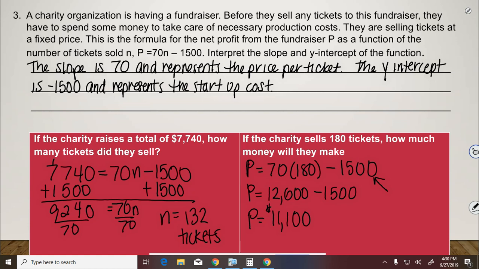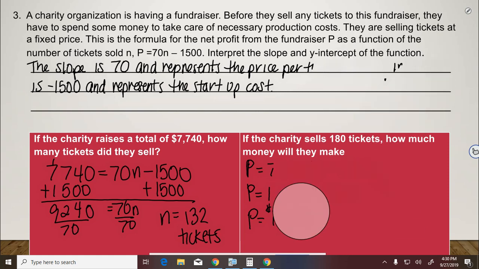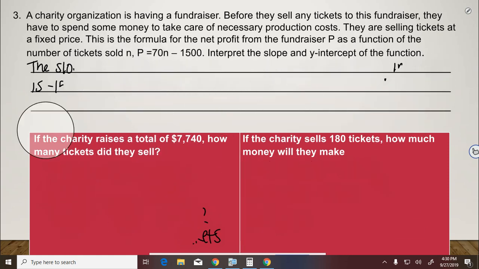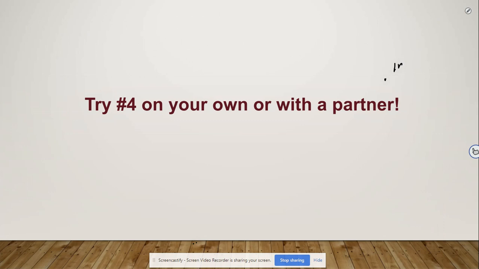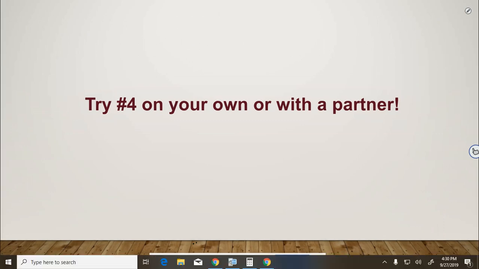Okay, so hopefully you understand how to interpret functions a little bit better now. You're going to try the last one on your own or with a partner once again. And again, make sure you check in with me before moving on to your exit ticket or homework.